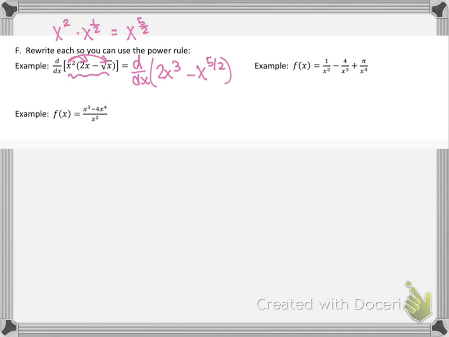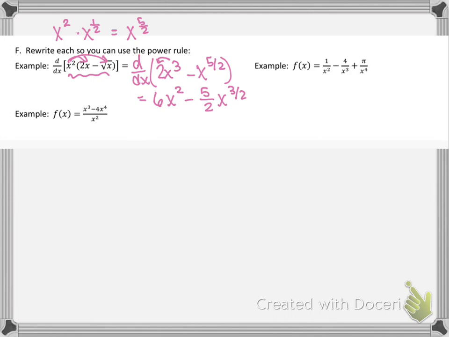This is not the derivative. I'm just rewriting it so now I can take the derivative of each term. So taking the derivative here is using the power rule. I multiply and subtract 1 from the power. And then I'm going to have 5/2 x to the 3/2 power. Again, we have to distribute because we don't know the product rule yet. There is a product rule, but we just don't know it.